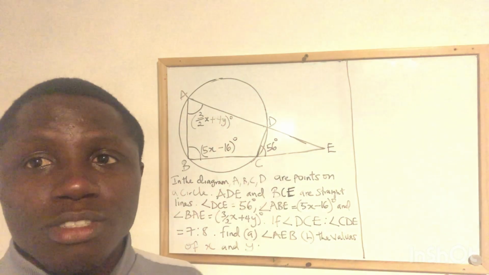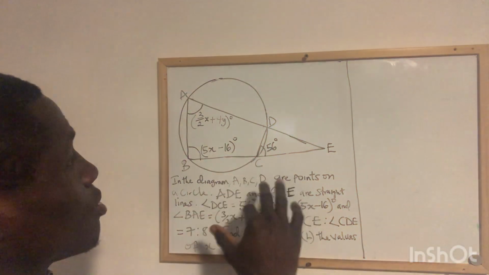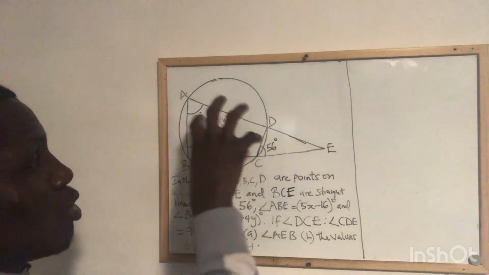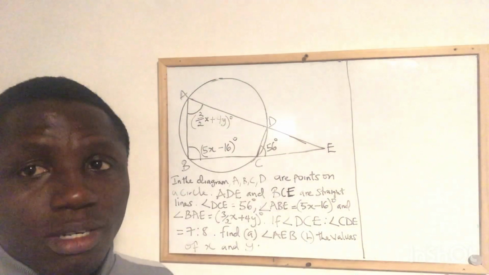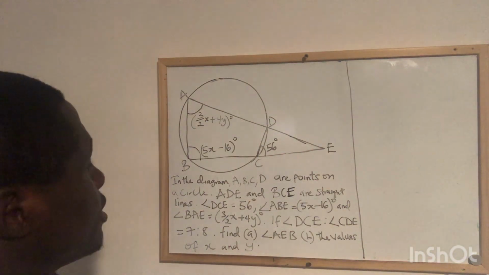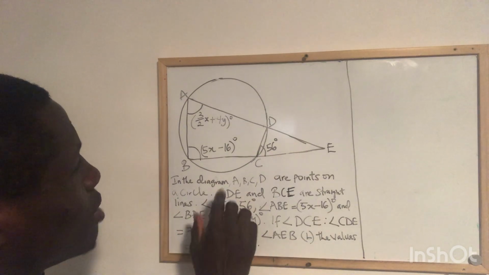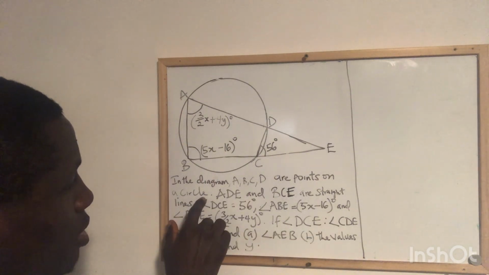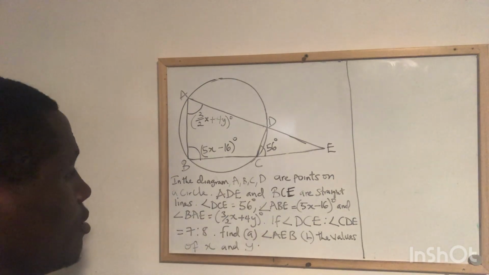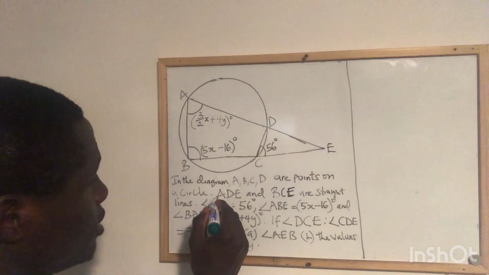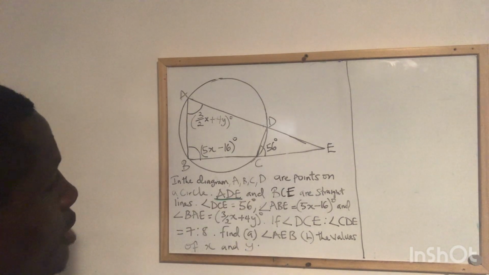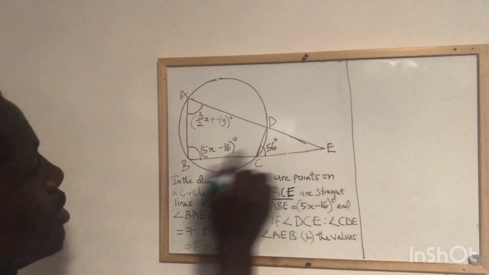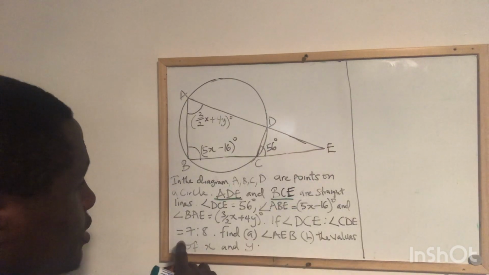A cyclic quadrilateral, that is what? This is a cyclic quadrilateral because a quadrilateral is inscribed in a circle. So let's quickly go into it. The question says, in the diagram, A, B, C, D are points on a circle. You can see A, D, E here, and B, C, E. A, D, E and B, C, E are straight lines.